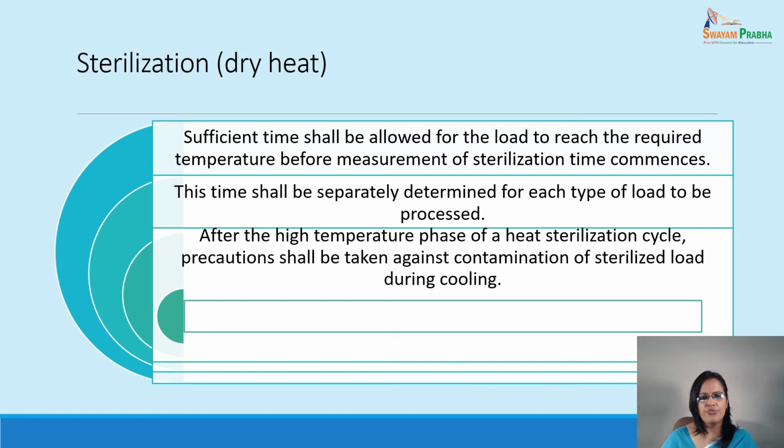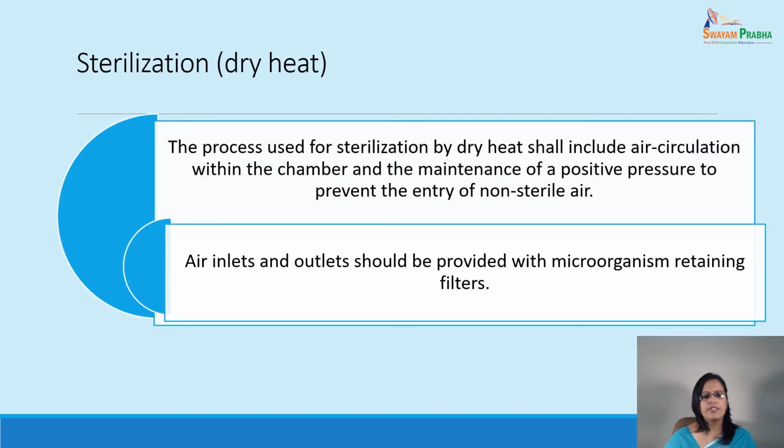Sufficient time shall be allowed for the load to reach the required temperature before measurement of the sterilization time commences. After the high temperature phase of the heat sterilization cycle, precautions shall be taken against contamination of the sterilized load during cooling. The process used for sterilization by dry heat shall include air circulation within the chamber and the maintenance of positive pressure to prevent the entry of non-sterile air. So this is recommended for heat sterilization.